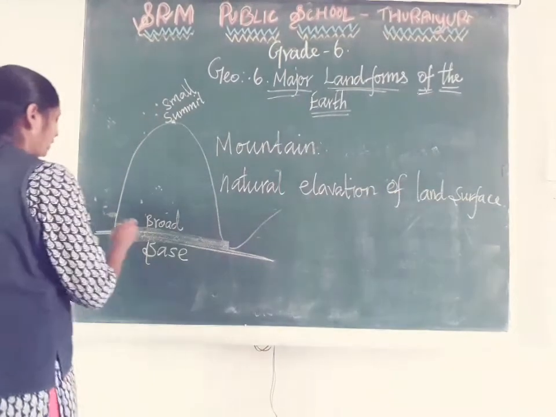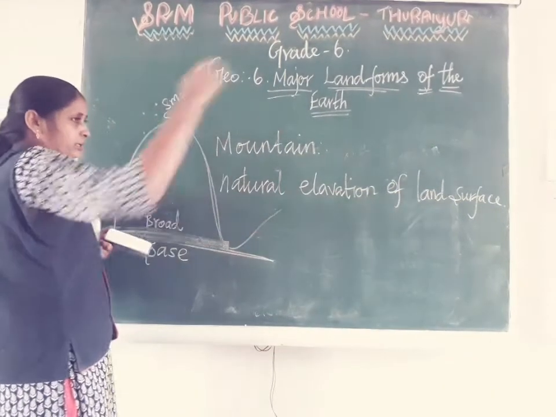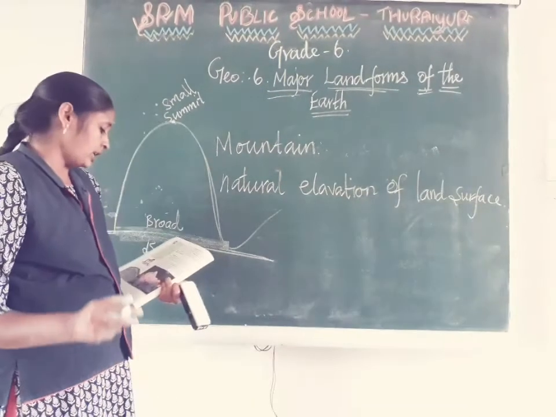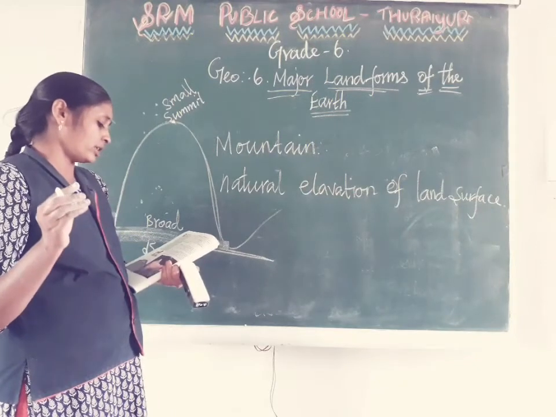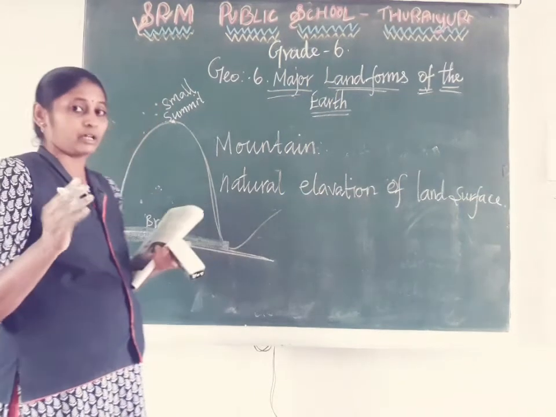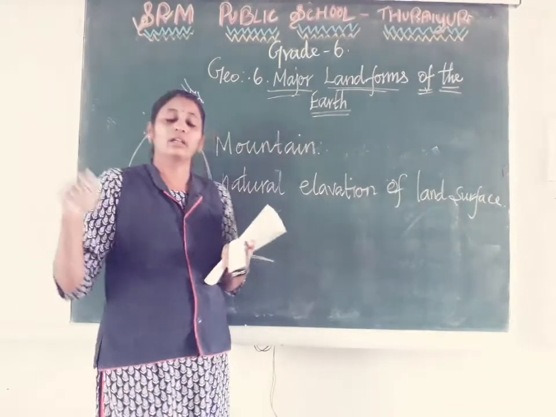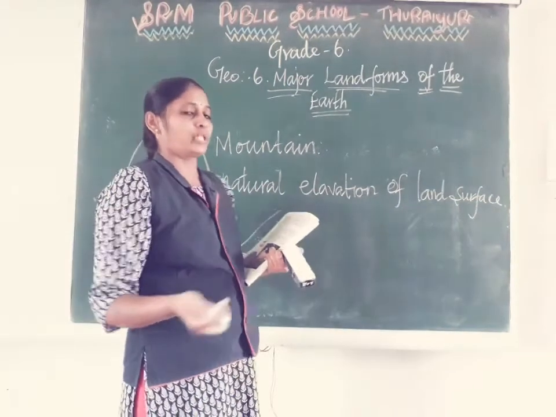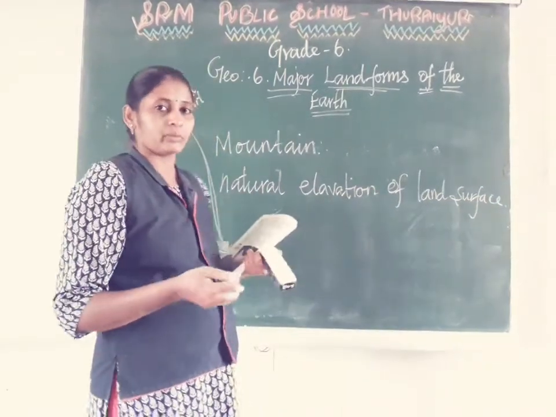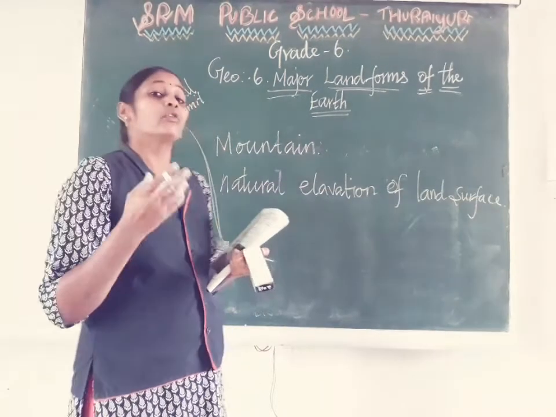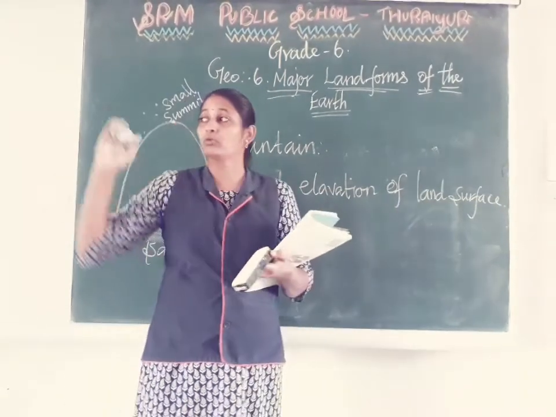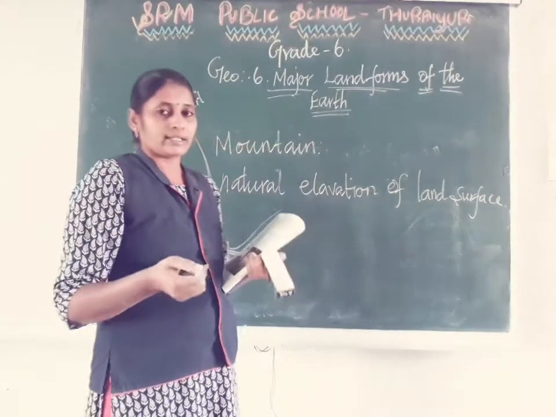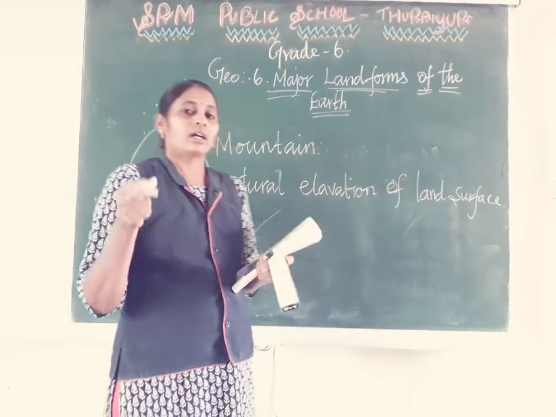Here we have the Permanmalai, which is somewhat higher than our surrounding area. Some mountains are even higher than the clouds, like Kollimalai, where we can sometimes see the mountain above the clouds. What is the height of the Himalayan mountain? It is 8,848 meters. Just imagine how high that is.